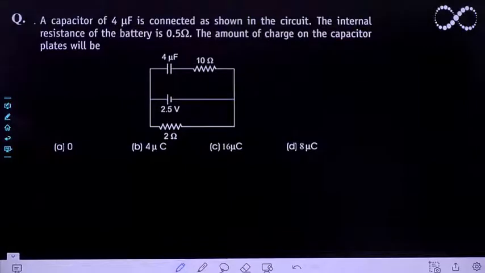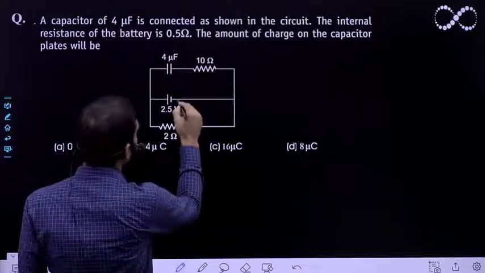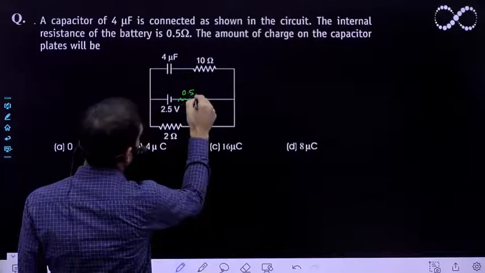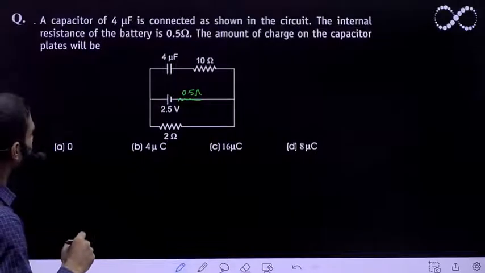A capacitor of 4 microfarad is connected as shown in the figure. This is the battery, and the internal resistance of the battery is 0.5 ohm. The amount of charge on the capacitor plates will be, it is asking.